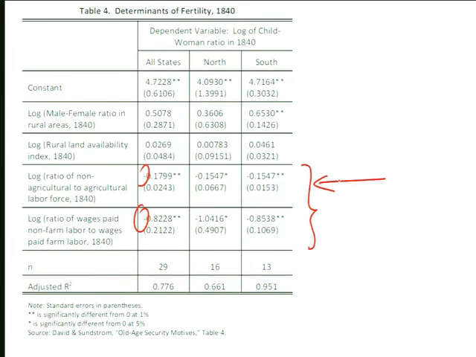The data is state by state. And the next one, the last line, looks at wages, again, has a negative coefficient that's statistically significant. The bigger the pay gap between non-agricultural and agricultural wages, another measure of labor market opportunity, the bigger the pay gap, the lower fertility is in that state. The data are measured state by state.